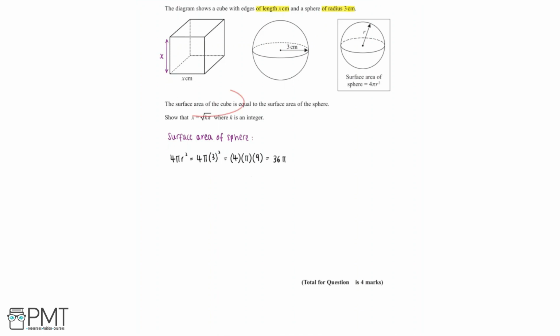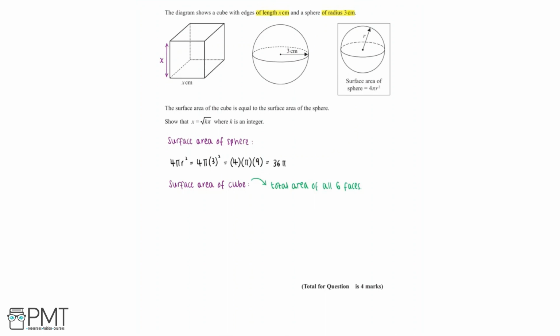Next we can find the surface area of the cube. And the surface area of the cube would be equal to the total area of all 6 faces in the cube. Since each side of the cube has a length of x centimeters, we know that each face has an area of x squared. And so the total area of all 6 faces would be equal to x squared multiplied by 6, which is equal to 6x squared.